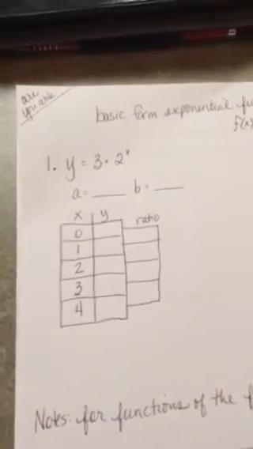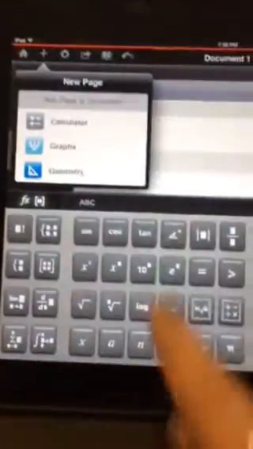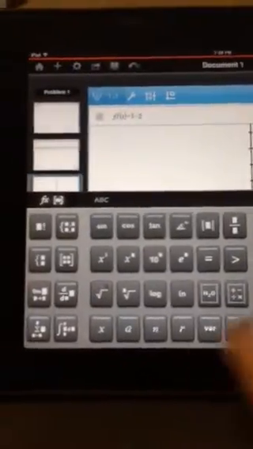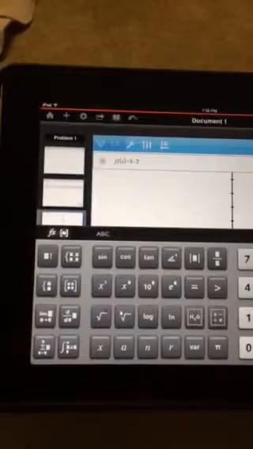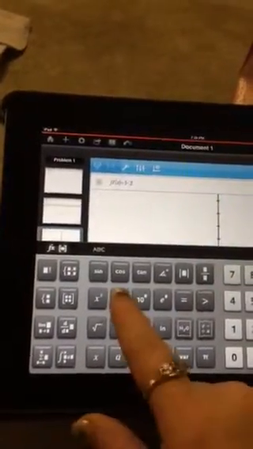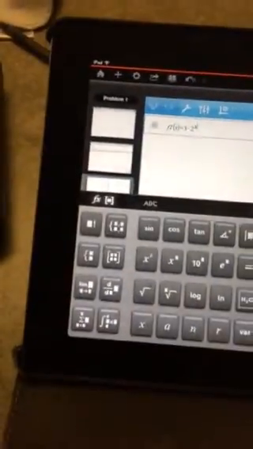Okay. So let's use a calculator to evaluate each one of these. I'm going to use my iPad because it's what I have, and I don't have my calculator with me. So on your calculator, I'm going to start a new graph, and I want this graph to be 3 times 2 raised to the x power. See how it looks? 3 times 2 raised to the x power. I'm going to hit enter.